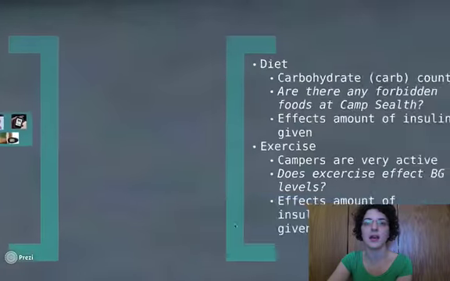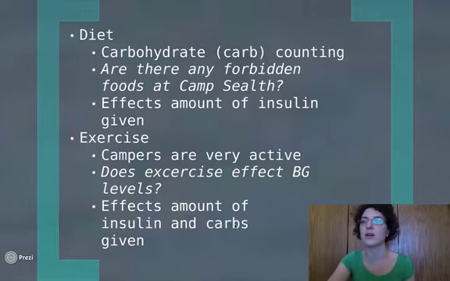Then the next thing that we're going to talk about is how diet affects diabetes management. Diabetics have to keep track of how many carbohydrates they eat at every meal and snack. And we do that by counting the number of grams of carbohydrates that is in the food that's being consumed.